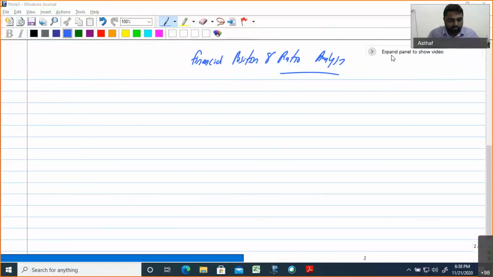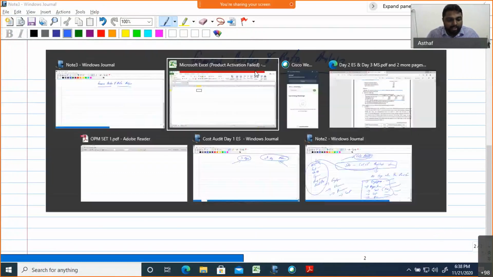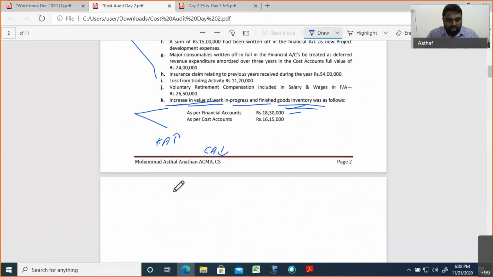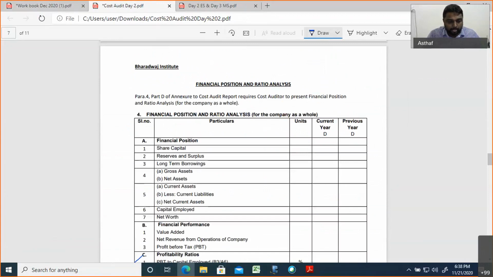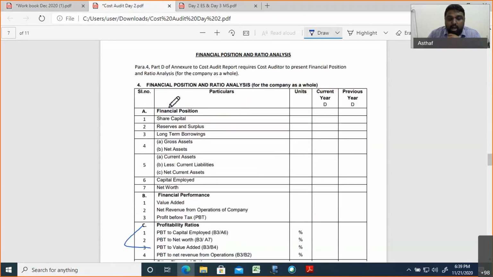So I will just share the window. Financial position and ratio analysis. In the morning session itself, you were shared the material for that. Yes, please mute. See, this is what is expected from a cost audit report.